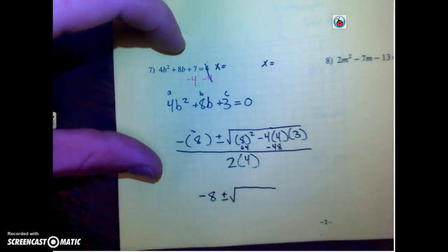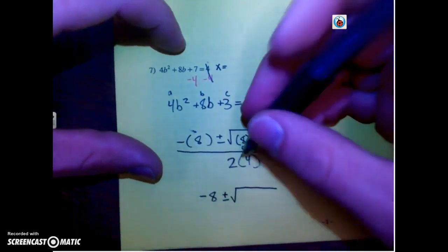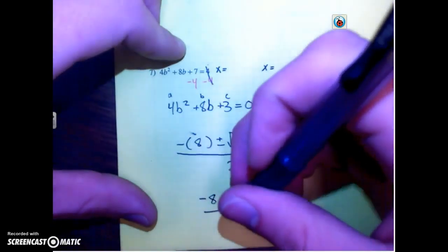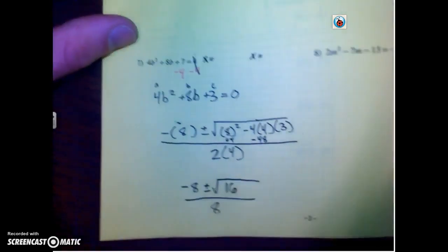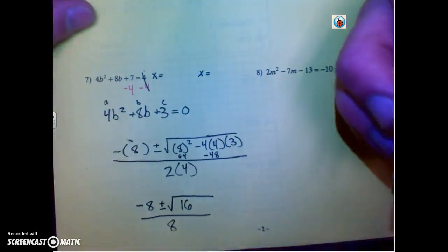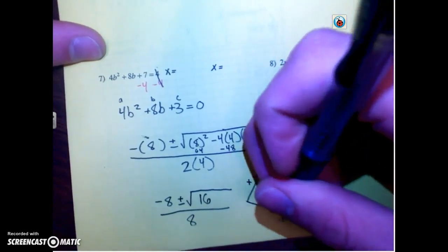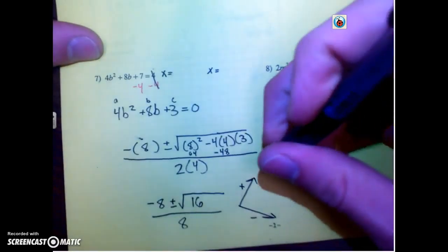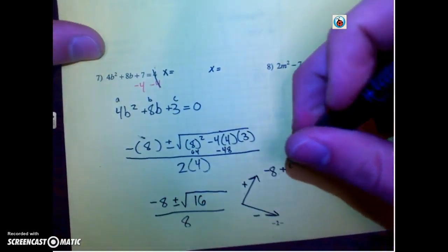So then what we really have to think about is what is that 64 minus that 48, all over an 8, because this 2 times 4 gives me an 8 there. Now we're going to split off into our two different cases, our plus case and our minus case. Now, I know what the square root of 16 is. So we've got our negative 8 plus the square root.